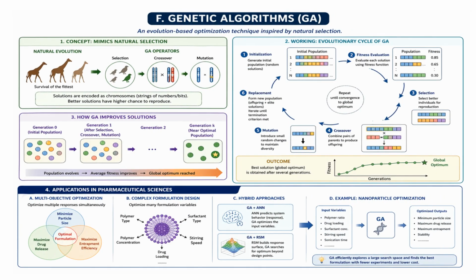The core of the genetic algorithm process involves evaluation, selection, crossover, and mutation to create a new generation of solutions. This cycle repeats until the population converges to the optimum. GA is known for finding true global optima, but often requires high computational resources.